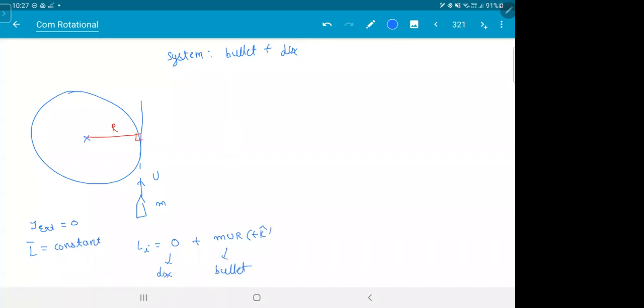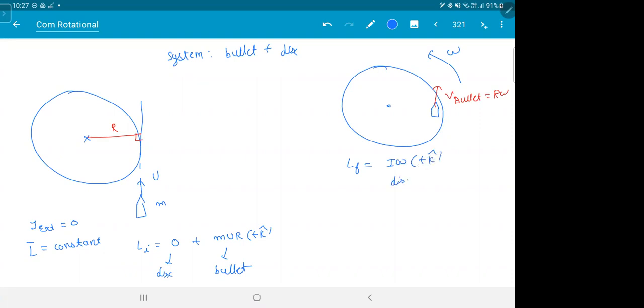This is your bullet. It's like a particle. Hope everyone remembers how to calculate. Then when this thing gets stuck, and this whole setup is rotating with omega, the bullet is also stuck. So V bullet will be how much? R omega. We always keep the bullet and the disc separately. So bullet is rotating, going with the R omega speed. So L final would be disc will be how much? I omega K cap. That is for the disc. For a bullet is a particle. So M V bullet into perpendicular distance K cap.